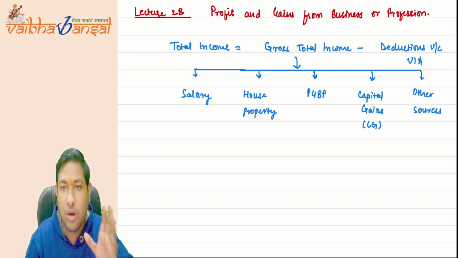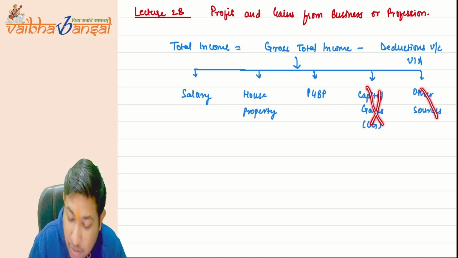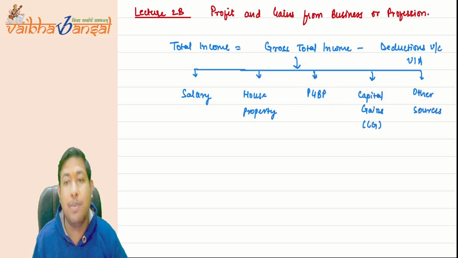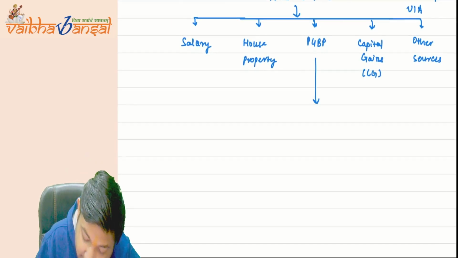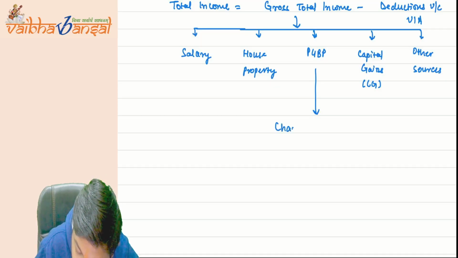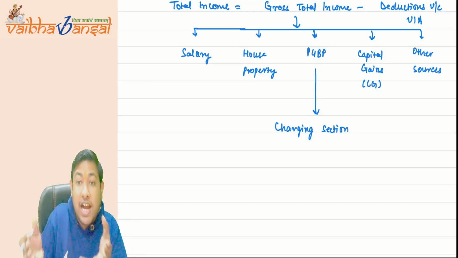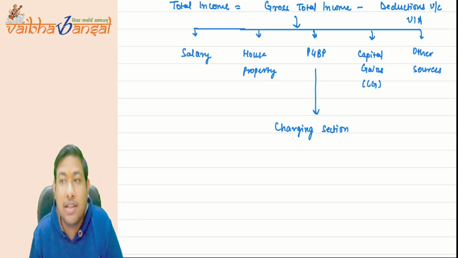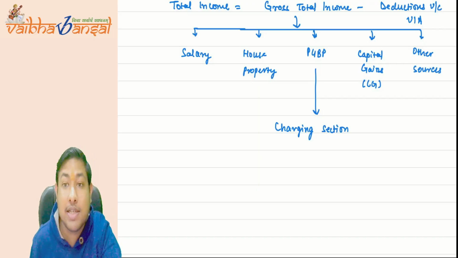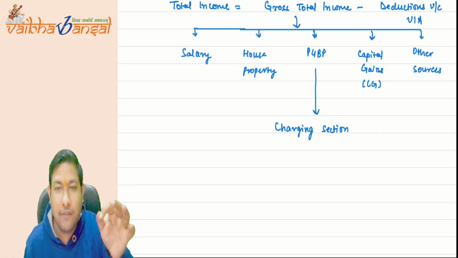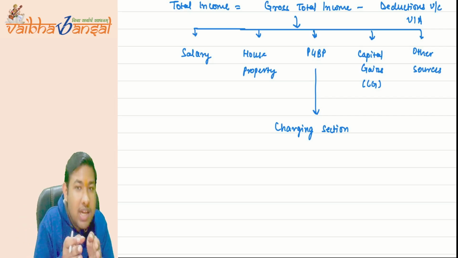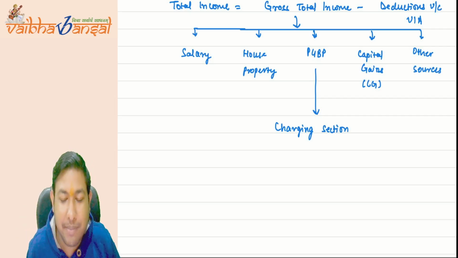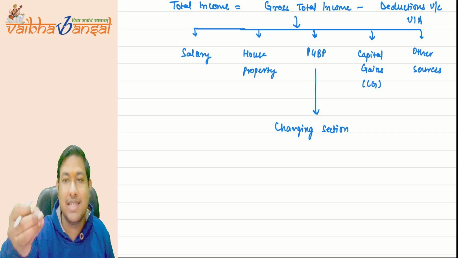Currently we are not focusing on capital gain or other sources, but on PGBP. The charging section of PGBP is the one that charges something: if the assessee is earning this income, or having that much income, then all these incomes will be taxable under the head PGBP. This is what the charging section says.